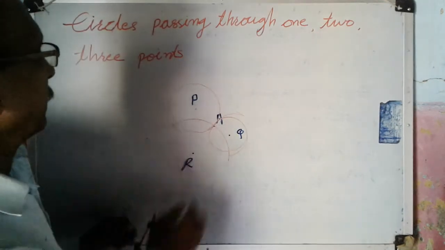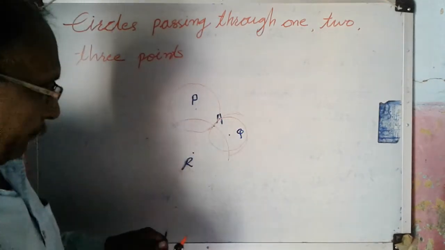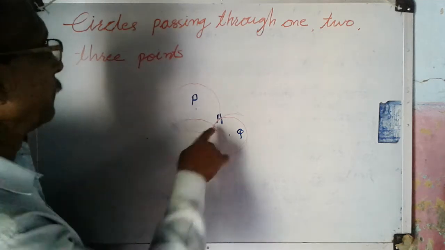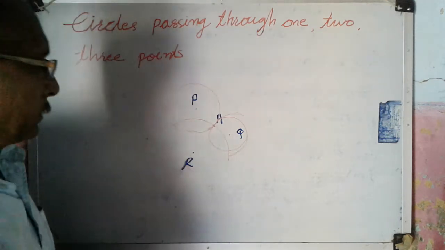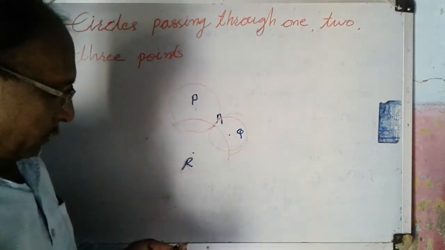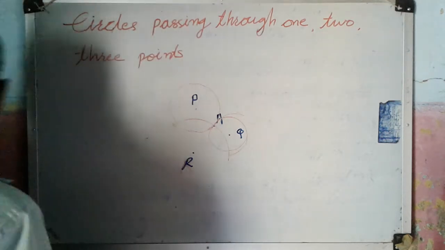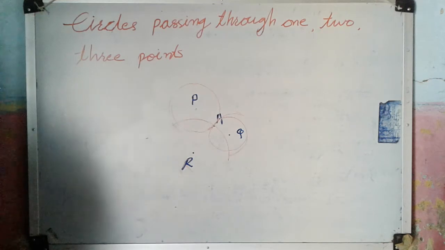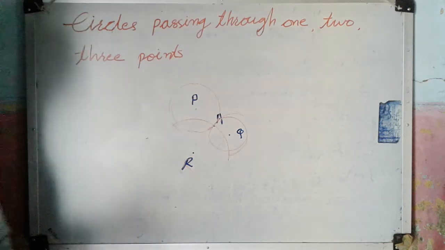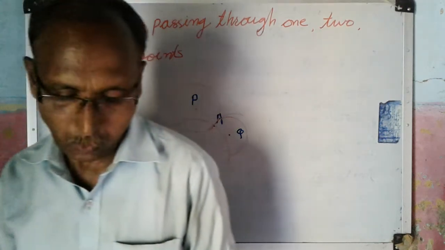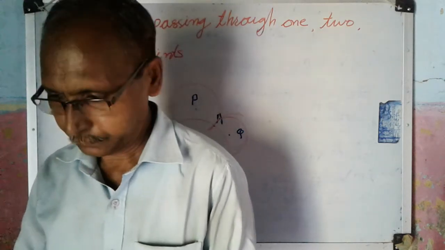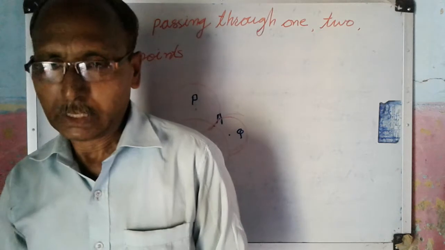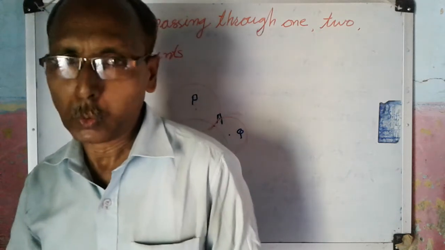Okay, in this way, from point A, you can draw infinite circles. That means infinite circles can be drawn passing through one point. That means infinite circles pass through one point.